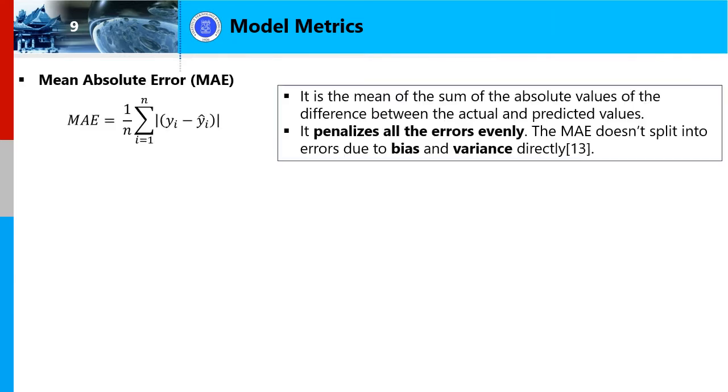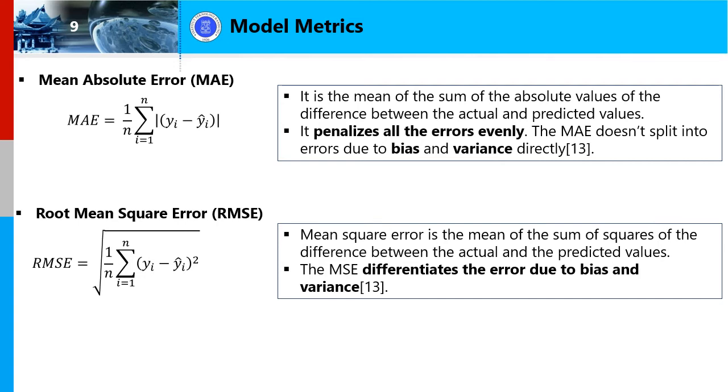We move to the model metrics. We use 2 model metrics. The first one is mean absolute error. It penalizes all the errors evenly. The MAE doesn't split the errors into bias and variance. Meanwhile, the root mean square error differentiates the error due to bias and variance. So we use both of them.